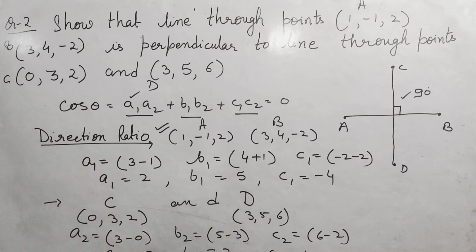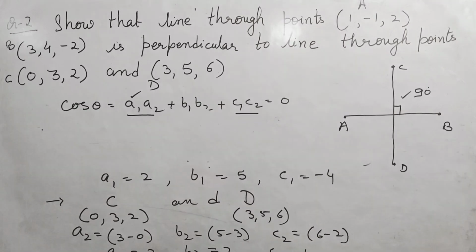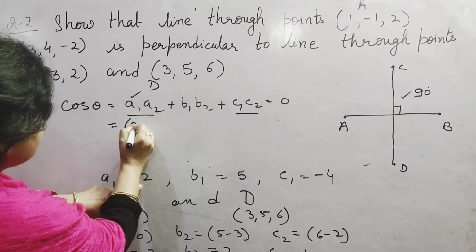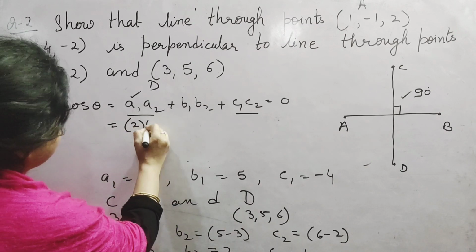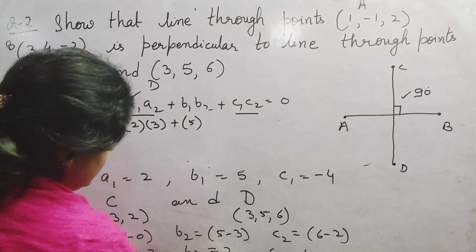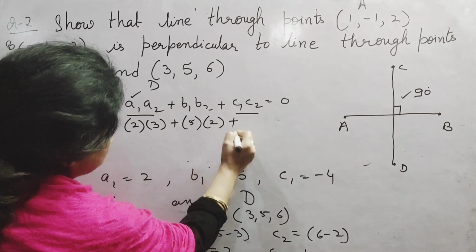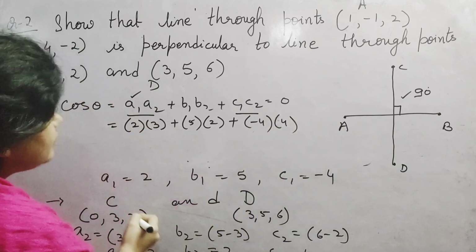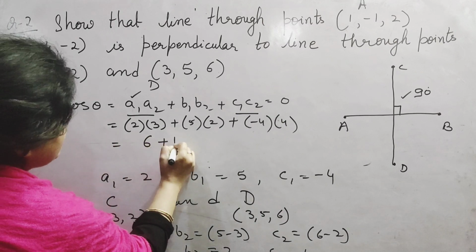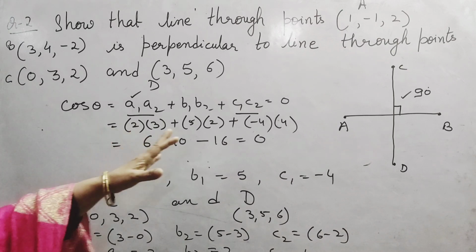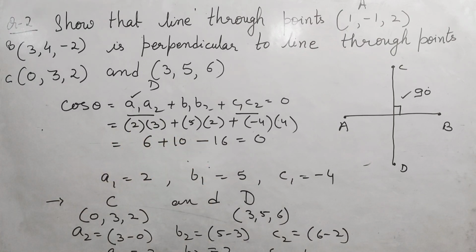Okay. Now we substitute the different values of A1, A2, B1, B2, C1, C2 in this formula. Clear? So value of A1 is 2, A2 is 3, value of B1 is 5, value of B2 is 2, value of C1 is minus 4 and value of C2 is 4. Now we get 2 3s are 6, 5 2s are 10 and 4 4s are 16. Ultimately we get 0. Now these two lines are perpendicular to each other.